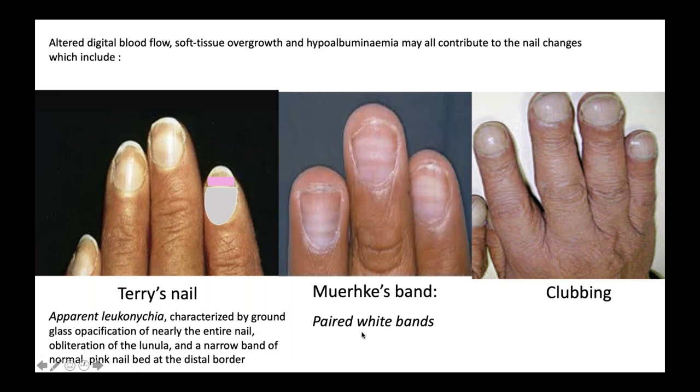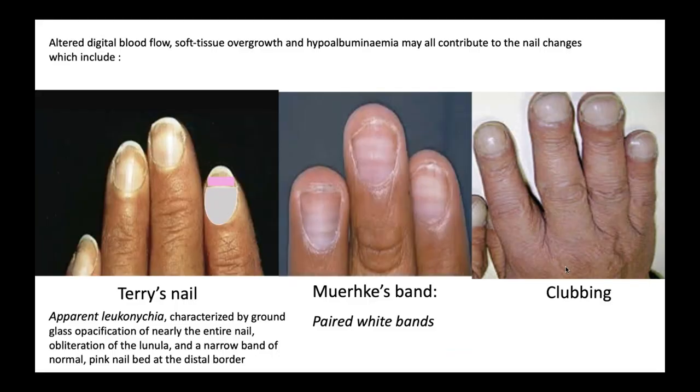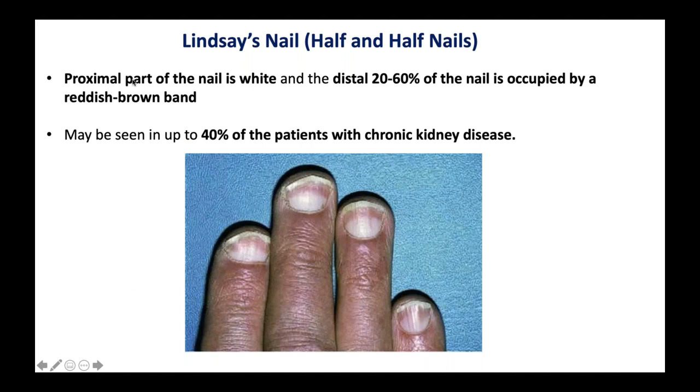And in case of Muehrcke's bands, you're going to find paired white bands over the nails. These are horizontal and do not involve clubbing. So it is important to differentiate these changes from a few other named nail changes. One is Lindsay's nails, or half and half nails. These are basically found in chronic kidney disease. Here the proximal part of the nail is white, and the distal 20 to 60% of the nail is occupied by a reddish brown band. So this is almost half and half.